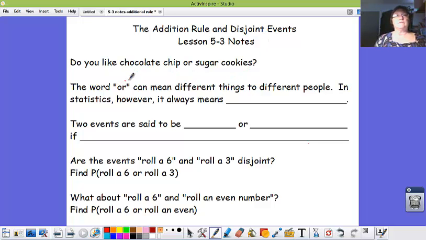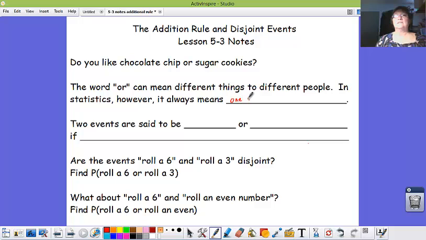I'd like to ask you a question. Do you like chocolate chip or sugar cookies? Another way to ask that question, do you like chocolate chip or sugar cookies? In other words, the first question sort of was saying, do you like one or do you like the other? The second way I asked that question was meant to sound like, do you like either one or both, right? The word or can take on different meanings to different people. However, in statistics, it always means, do you like one or the other or both, right?